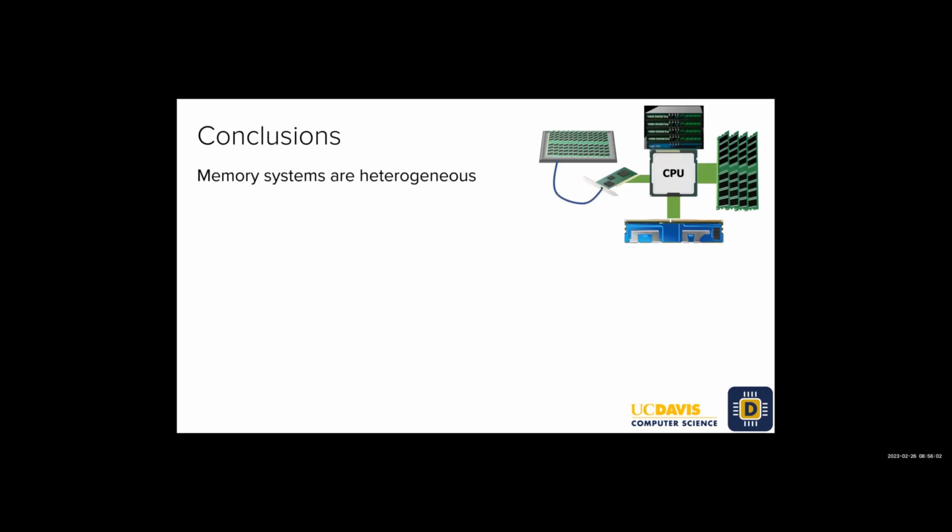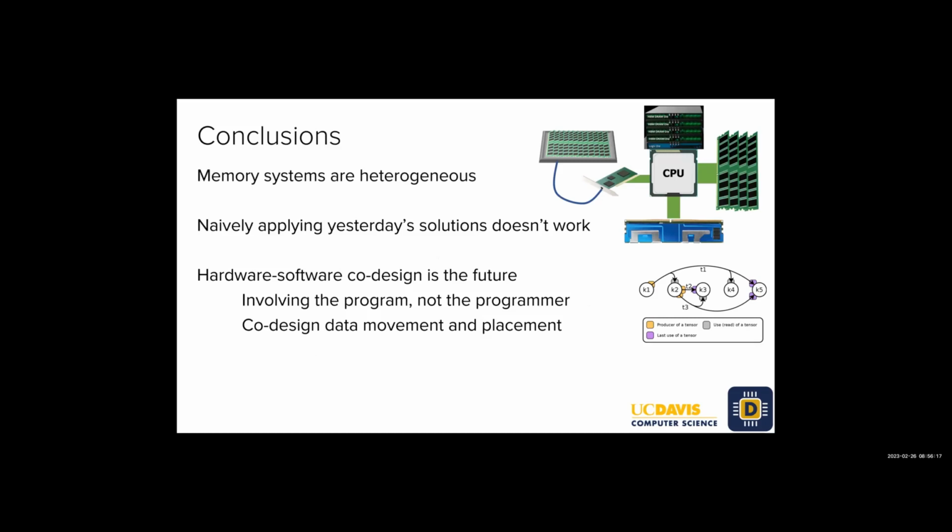Okay, so to conclude, memory systems are becoming increasingly heterogeneous. That's why we're here. And if we naively apply yesterday's solutions to moving data around, it's just not going to work in these heterogeneous systems. And I really think that hardware-software co-design is the future. And specifically, I think we need to involve the program, not the programmer. So all these things that we were doing still keep the transparency that hardware caches have to the application programmer. It's just the middleware programmer that now has to understand these kinds of data movement things. And we really need to co-design both the data movement and the data placement.